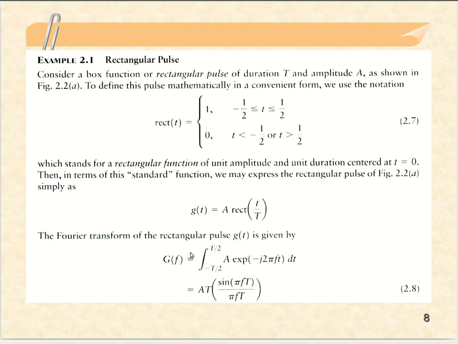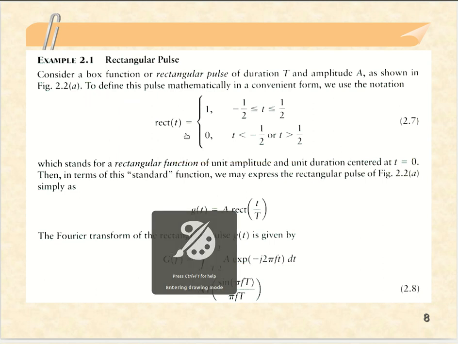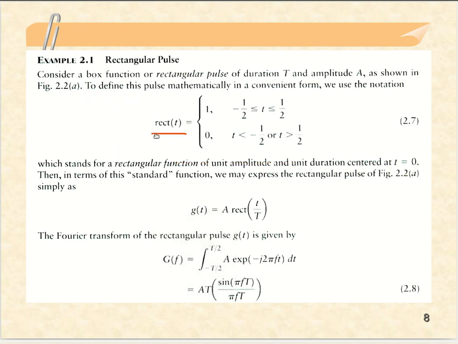Okay, now let's see an example. The example here gives you a function called a rectangular pulse. You have to remember this. So the function here is rectangular. What does rectangular mean? It is 1 on a specific interval and 0 elsewhere. So it is 1 from minus 1 over 2 to 1 over 2 and 0 elsewhere. This is the definition of the rectangular function.